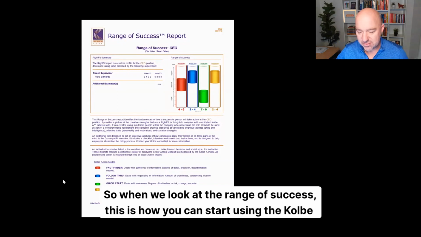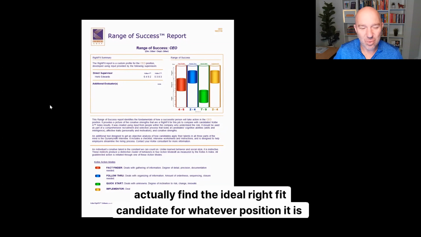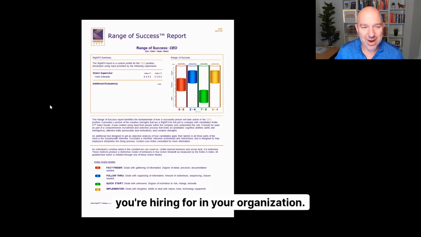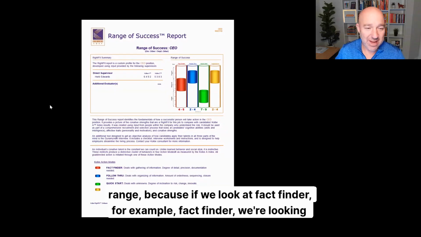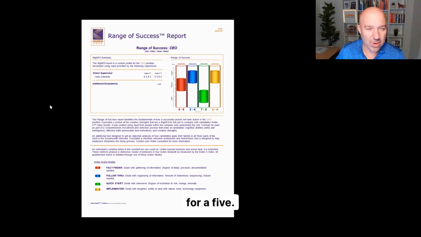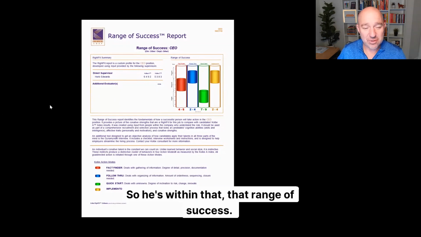So when we look at the range of success, this is how you can start using the Kolbe A, B, and C in order to find the ideal right fit candidate for whatever position you're hiring for in your organization. It's really good. And even if one of these was a little out of the norm, out of this 3 range, because if we look at Fact Finder, for example, we're looking for a 5, so the range we're looking for is 4 to 6, and he's a 6. So he's within that range of success.